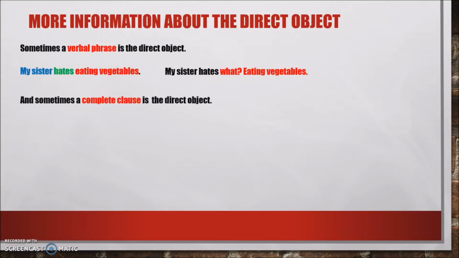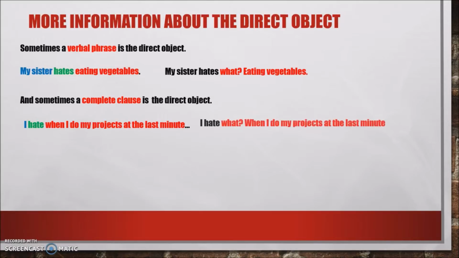And sometimes a complete clause is the direct object. For example, I hate when I do my projects at the last time. What do I hate? When I do my projects at the last time. We have the subject, which is I, the verb, which is hate, and the direct object, which is when I do my projects at the last time. He likes to stay in the grass. He likes what? To stay in the grass. To stay in the grass is a complete clause, and it's also the direct object.